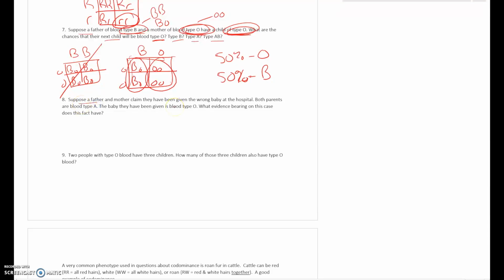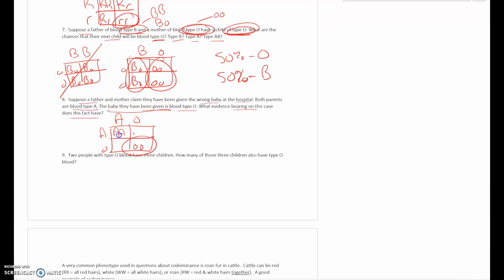Suppose a father and mother claim that they have been given the wrong baby at the hospital. Both parents are type A blood, and the baby they have been given is type O. What evidence bearing on this case does this fact have? Well, let's see. Is it possible that they have the wrong baby, or is it possible that this is actually their baby? So if both parents were AO, they potentially could end up with a child that is type O. So based on the evidence that is given, this child could be theirs.